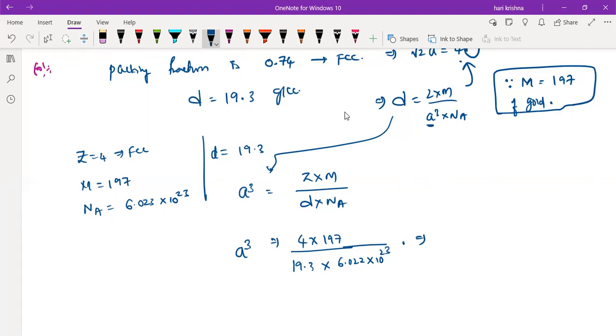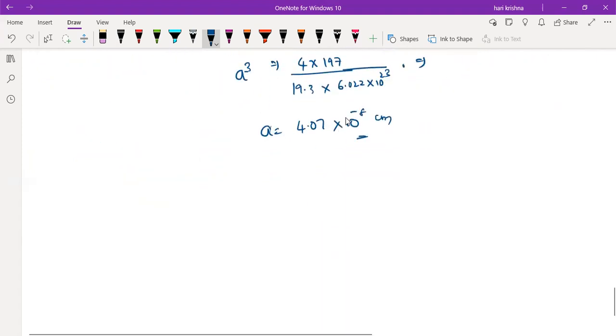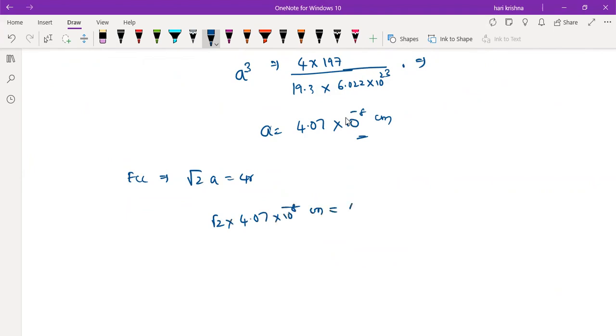So if you solve this completely, you'll get a equal to 4.07 into 10 power minus 8 centimeters. Okay, now we got the a value. In FCC, what is the condition? Root 2 a equal to 4r. So already knowing the a value, root 2 into 4.07 into 10 power minus 8 centimeter equal to 4r.